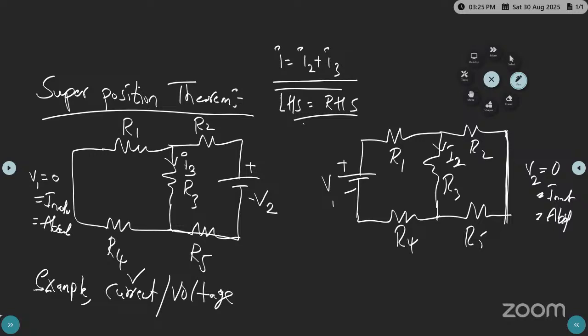You find out the current for this. You find out the current for this, and both currents I2 plus I3 are becoming RHS is equal to LHS. This is about the superposition theorem. Theory means you have to write down both.